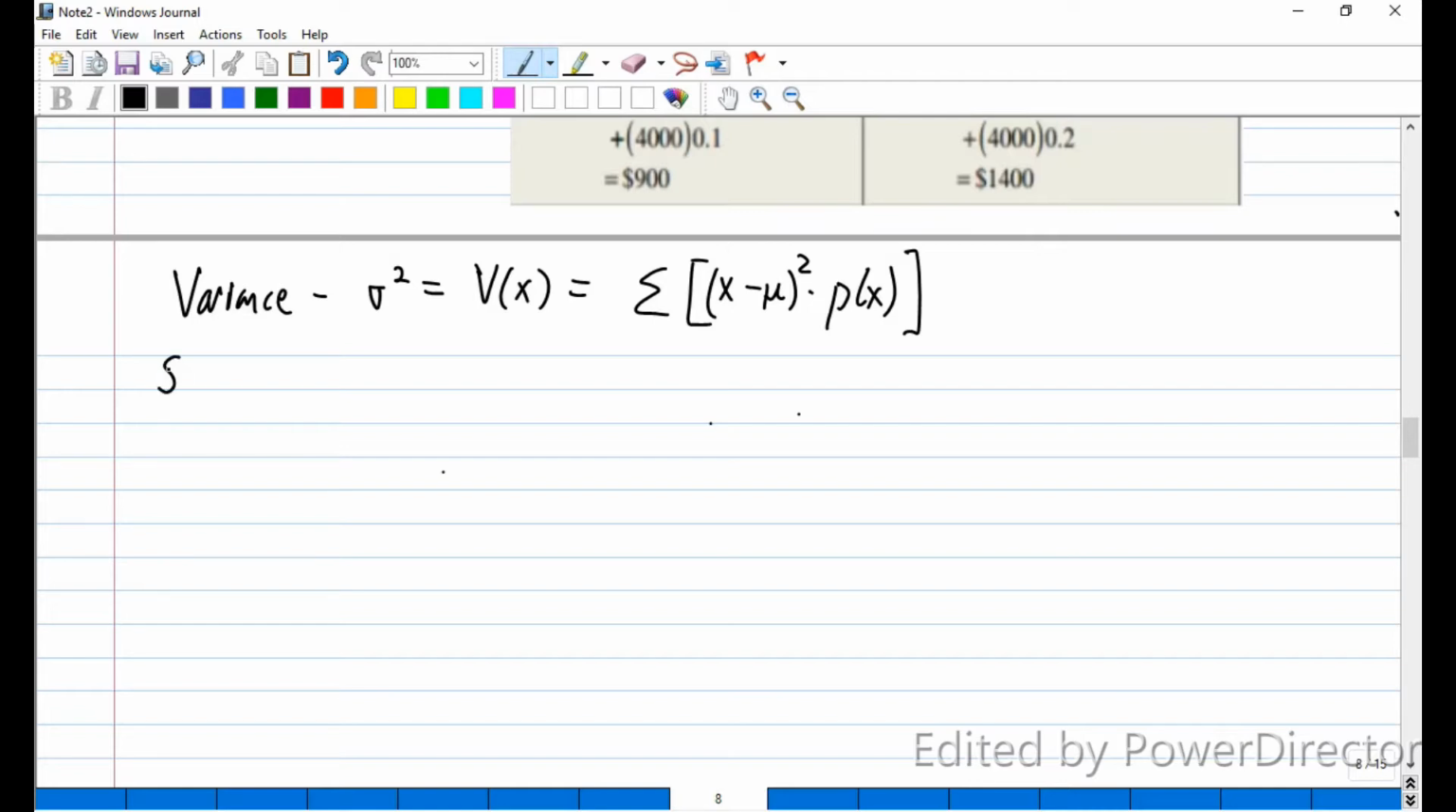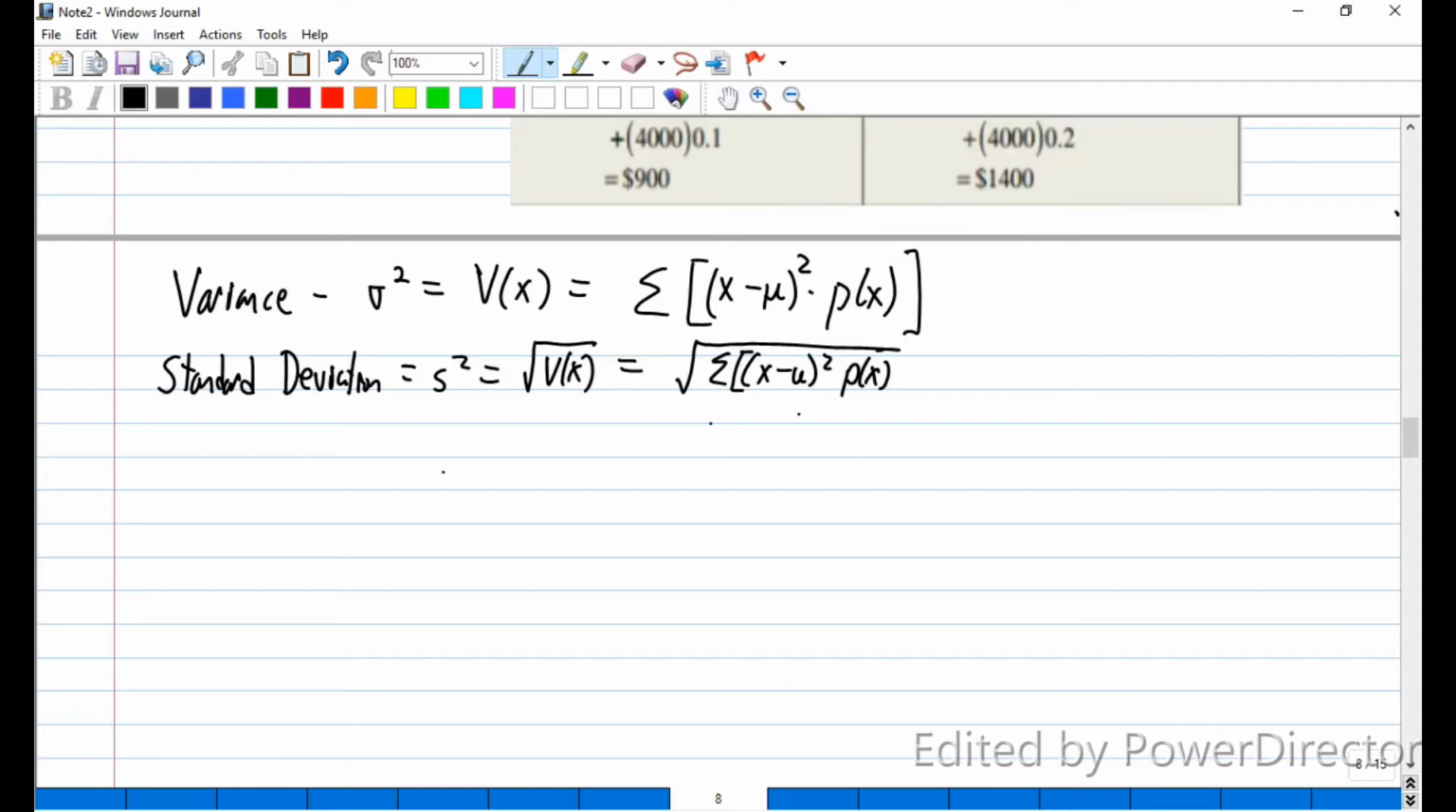And so let's write down the formula for the standard deviation. Alright, and so it's the same. It's just the square root of that. So it's the square root of the sum of x minus mu squared times p of x. Again, if you have a calculator that will do that.